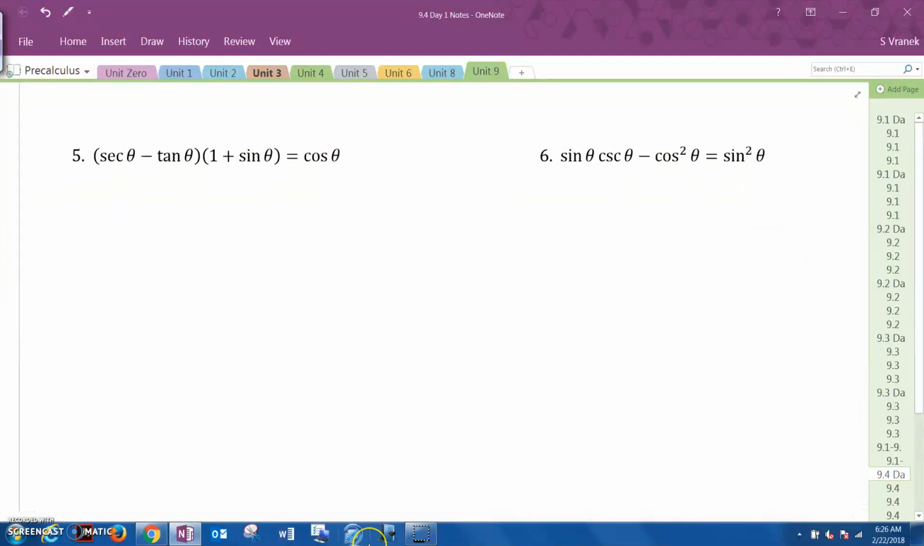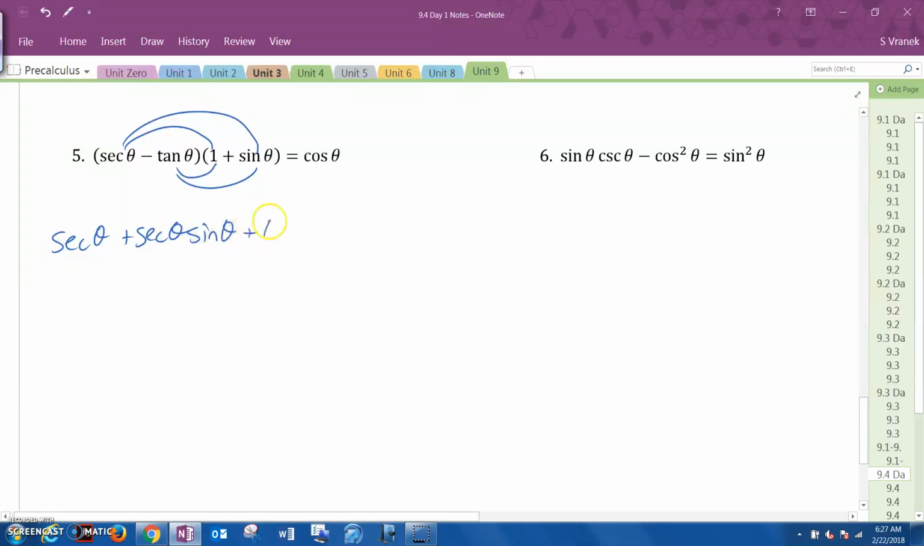Number 5, obviously I'm going to work the left side because the right side I wouldn't know where to begin. It's just cosine. The only thing I really can see to do here, when I see something like this, I have a tendency to want to FOIL it, personally, so I would do that. So I get secant theta plus secant theta sine theta minus tangent theta minus tangent theta sine theta.